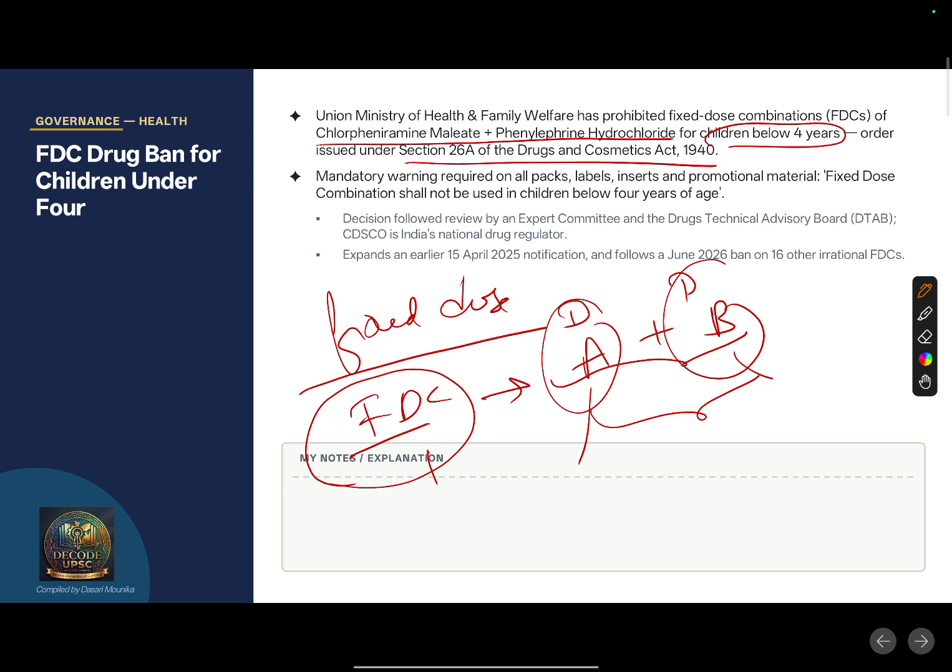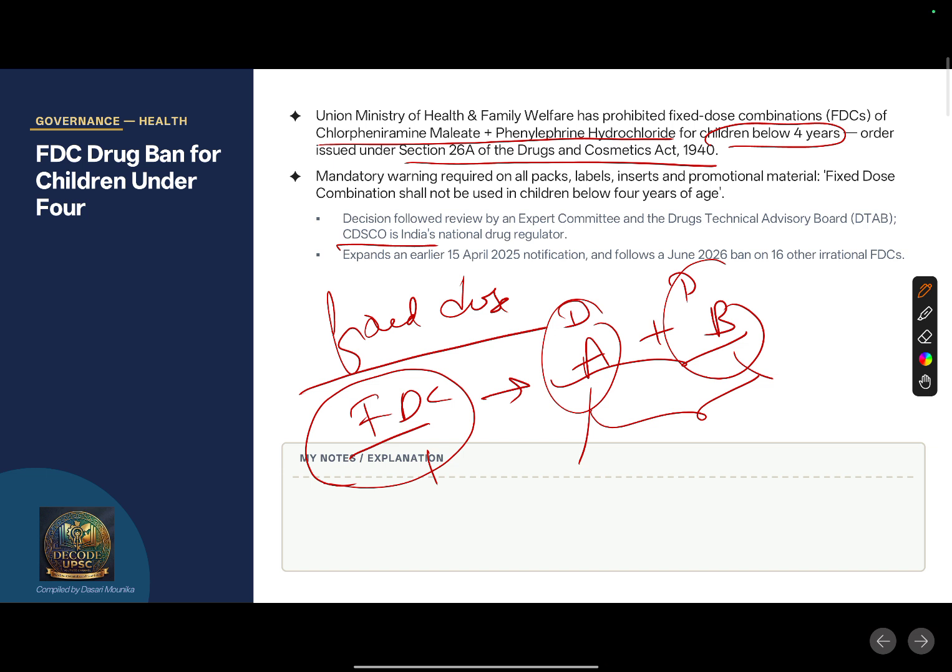Okay, so who is regulating all these drugs in our country? Here comes the concept of Central Drug Standards Control Organization. It is India's national drug regulatory authority. As mentioned in our slide also, remember here: fixed dose combination, Central Drug Standard Control Organization, Drug Technical Advisory Board. The decision actually followed an expert committee and also the Drug Technical Advisory Board.